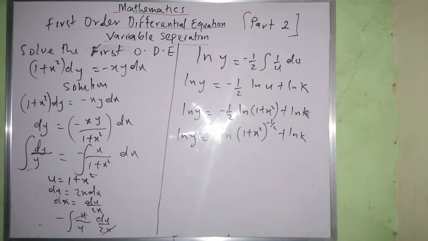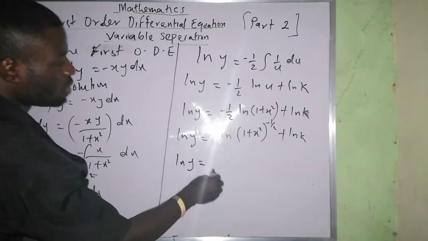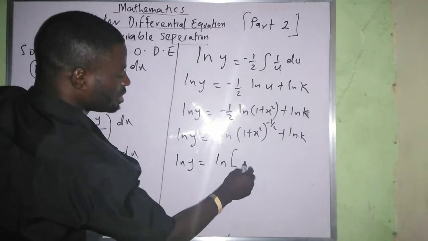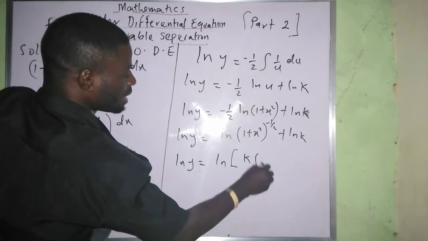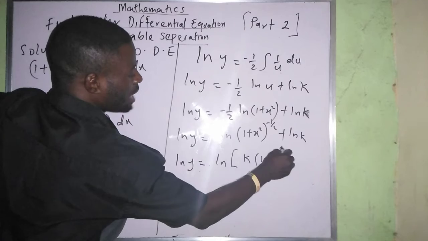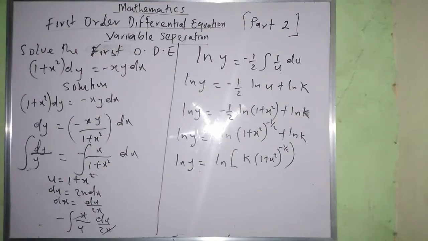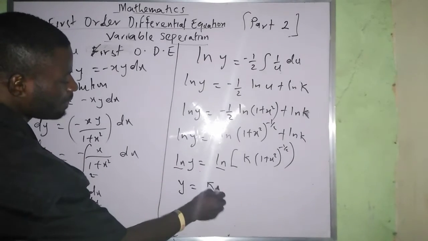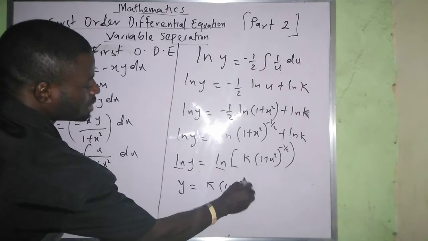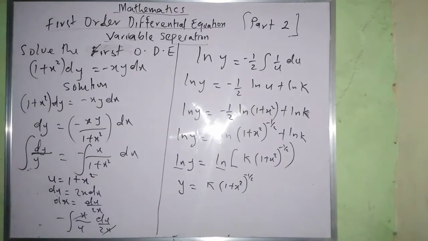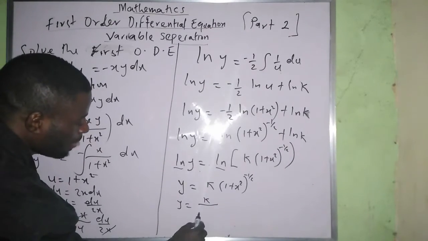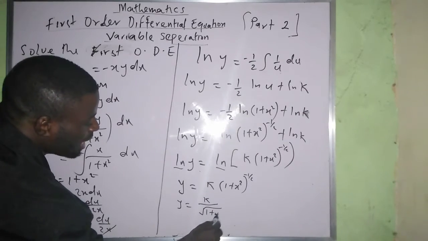Now, since I have that, I can now say that what? My ln y equals ln bracket open, that is the law of logarithm. I'll be having k bracket of 1 plus x squared bracket of minus 1 all over 2. Since ln is equal to ln, I can say y equals k bracket of 1 plus x squared bracket of minus 1 over 2, which in terms of indices, my y equals k all over root of 1 plus x squared.